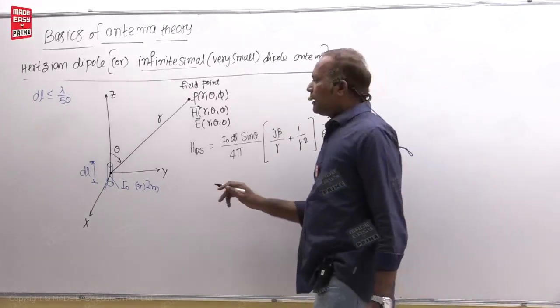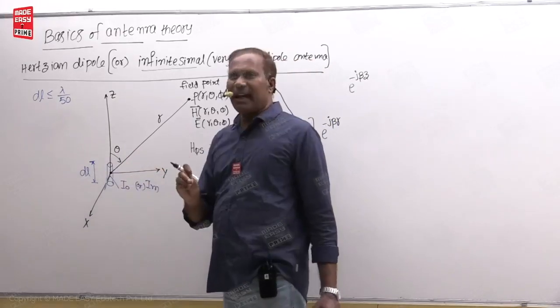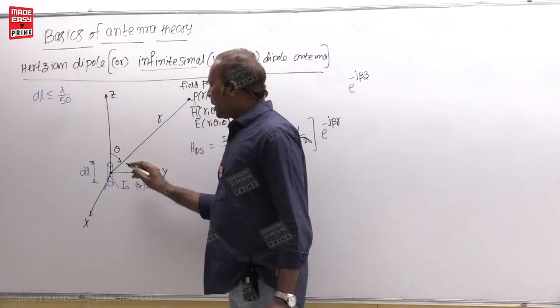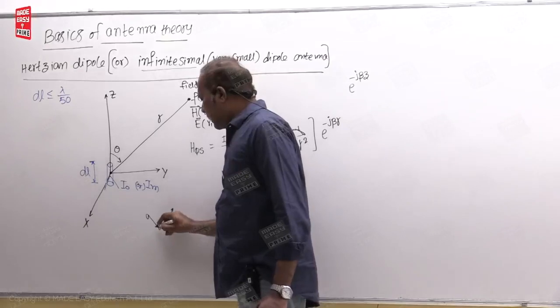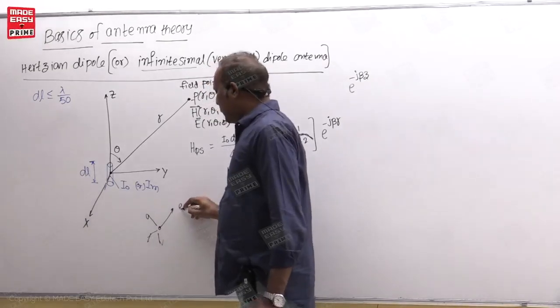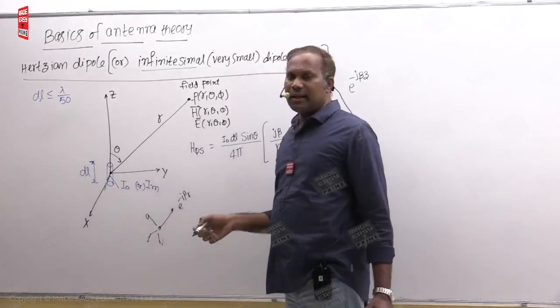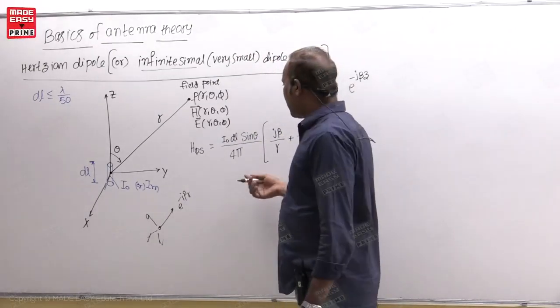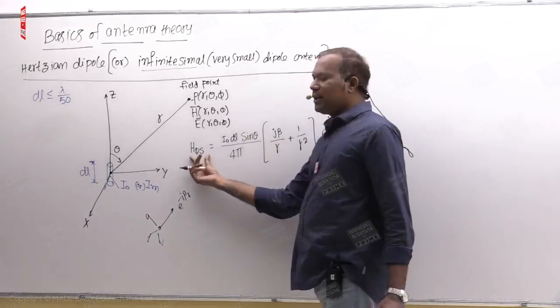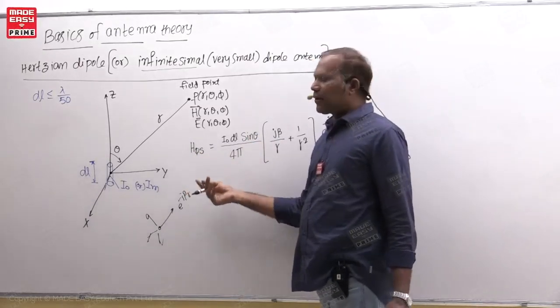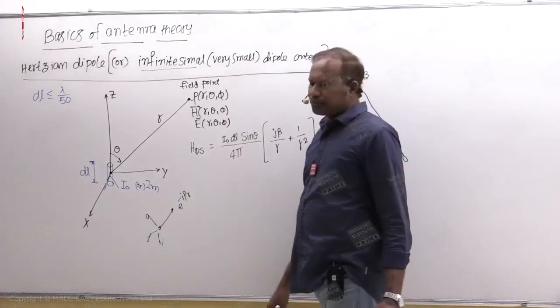Because I told you, this is like a point source. Point means sphere. In every direction radially it radiates like this. Radially it radiates energy, e power minus j beta r. It radiates, but I am not saying in every direction it is the same magnitude, because when the angle changes, the value of this also changes. In different angles, different magnitudes are there.